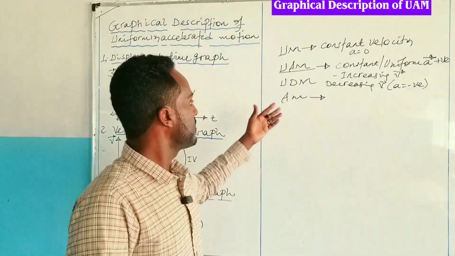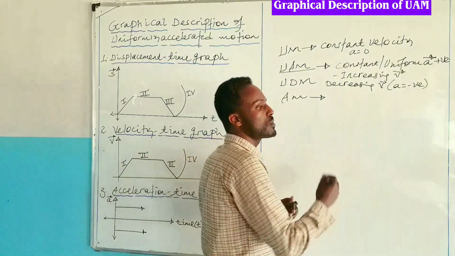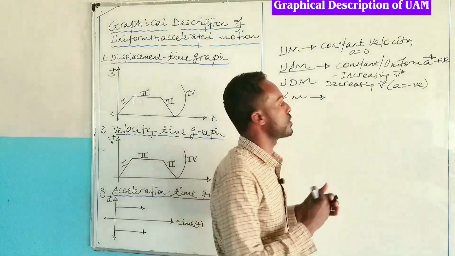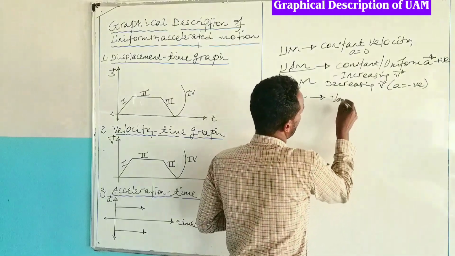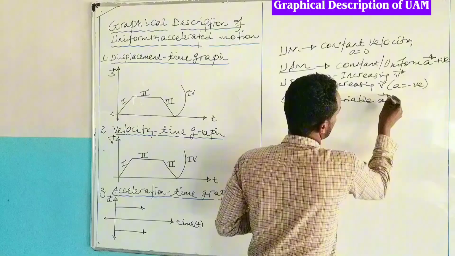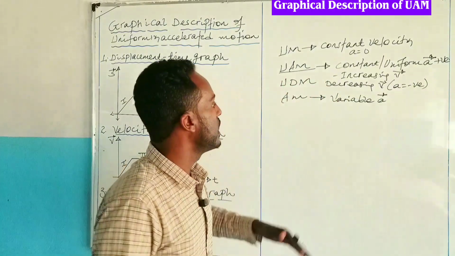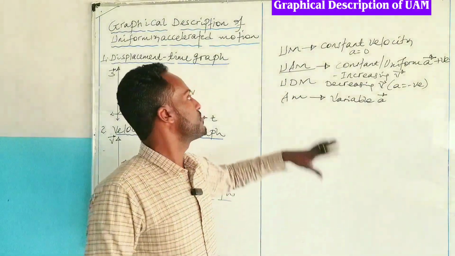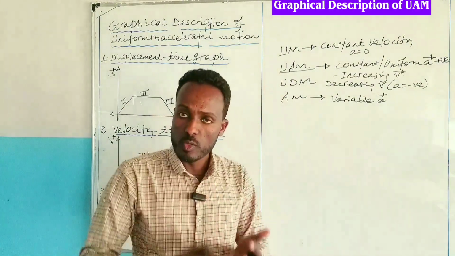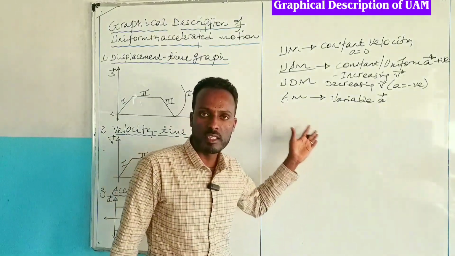Okay, finally, in the case of accelerated motion, the acceleration of the object is not constant or uniform. So there is variable acceleration, or there is change in acceleration when an object is moving in a given system. Okay, that is the difference between uniform motion, uniformly accelerated motion, uniformly decelerated motion, and accelerated motion.